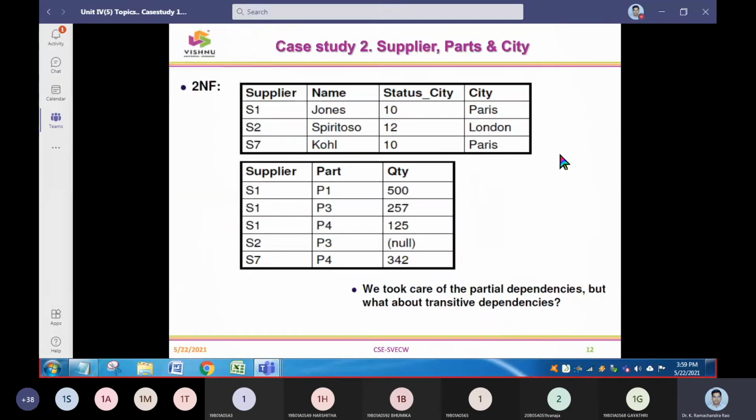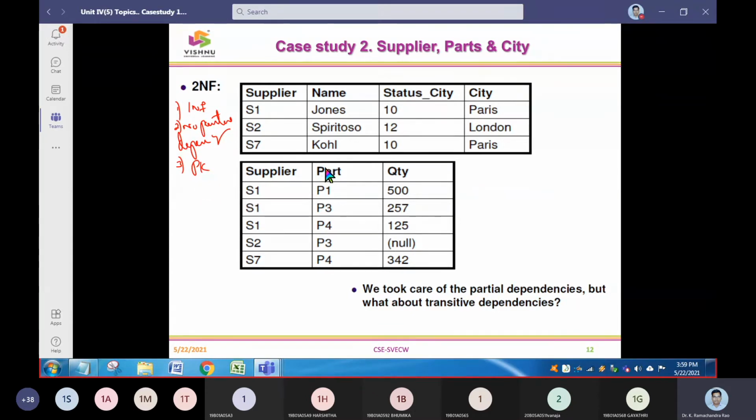Now, when we take up the second normal form, what was the condition? It should be in first normal form. The second condition was no partial dependencies. That means two or more attributes need not be mentioned at a time here. And the third thing was it should have a primary key.